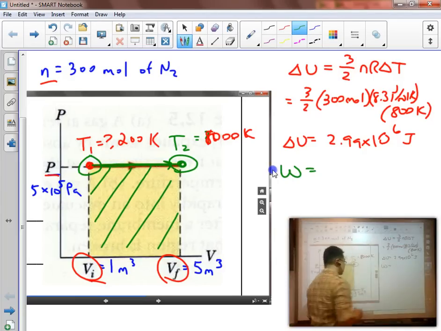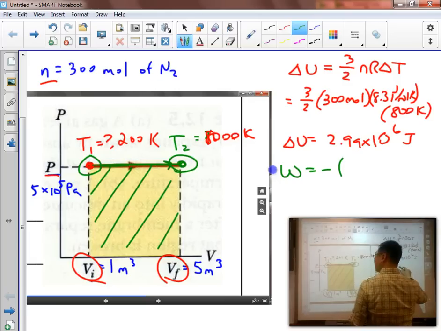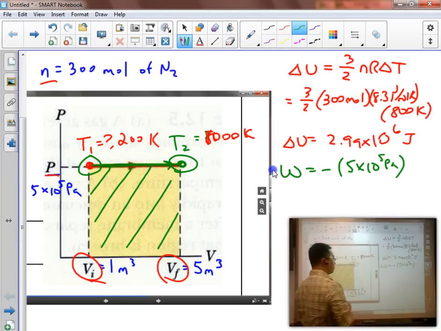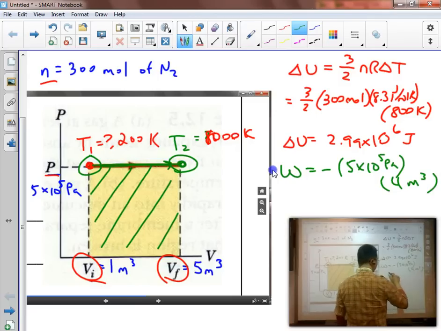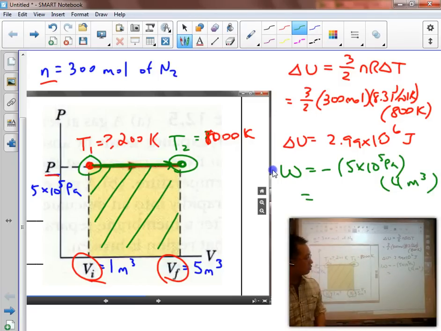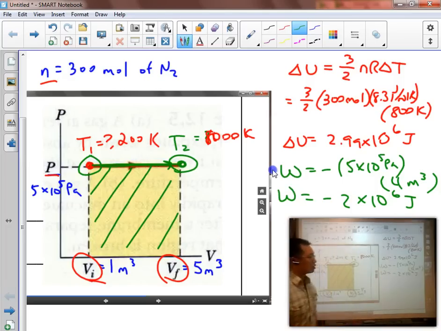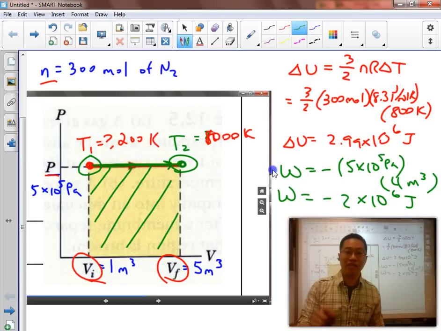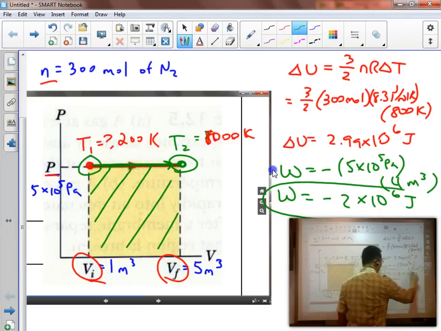Work, in this case, we could use P delta V because it is a constant pressure, but I'm simply going to write it out. It's going to be negative 5 times 10 to the 5th pascals, which is the height of the rectangle, times the base, which is 4 meters cubed, which ends up equaling negative 2 times 10 to the 6th joules. Remember, it's negative work simply because the volume is expanding.